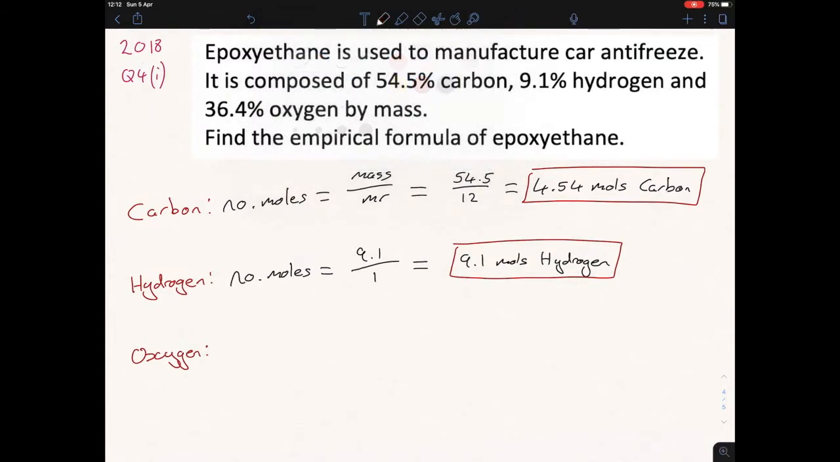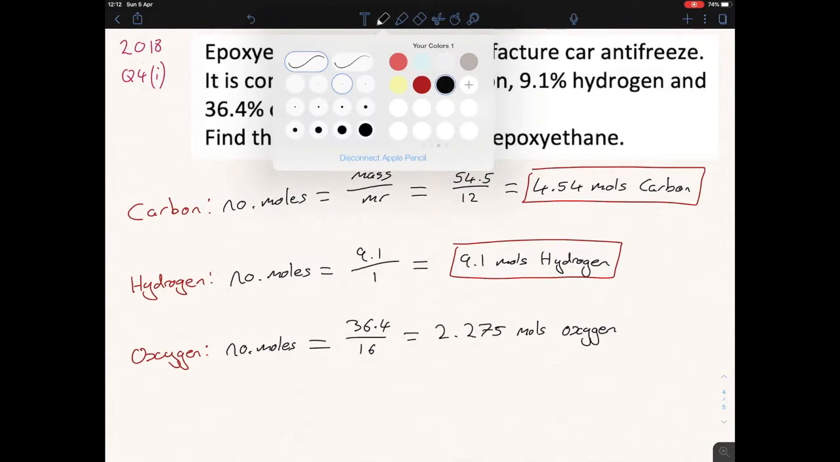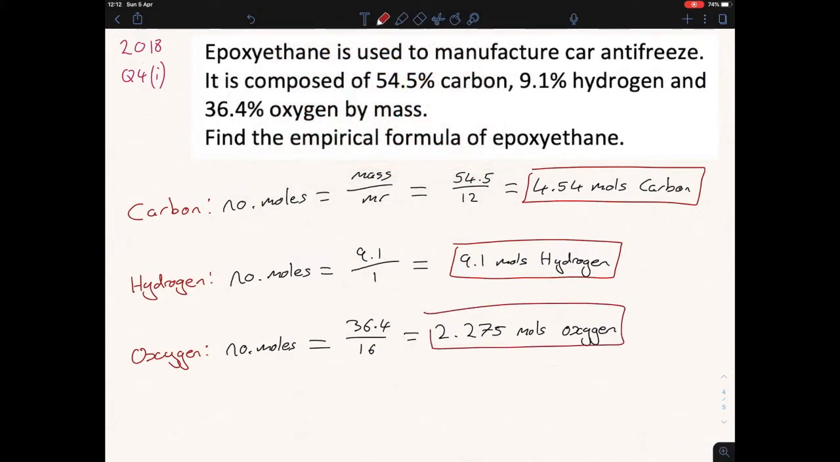Find out your number of moles: mass over mol. Our mol of oxygen is 16, and the mass is 36.4. If you put that into your calculator, you get 2.275. This is moles of oxygen, put a box around it, and next we're going to find out which is the smallest value. We can see straight off that oxygen is the smallest value there.